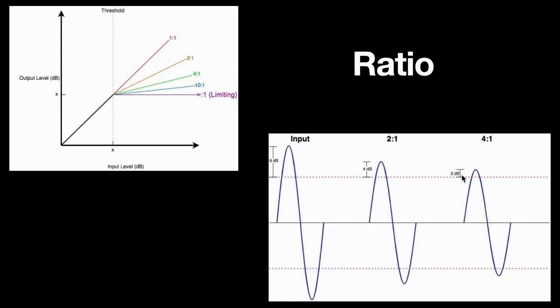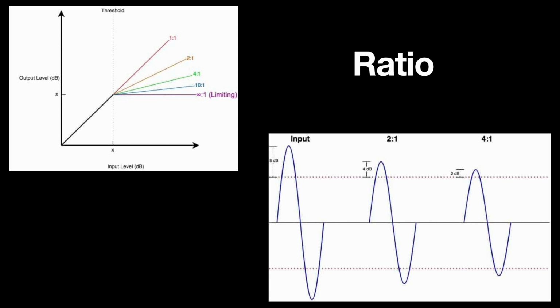And then we have a 10-to-1 ratio. And then anything basically above 10 or 20-to-1 is considered limiting. And limiting just means that it's a flat line. The signal will not go across that flat limiting line here.